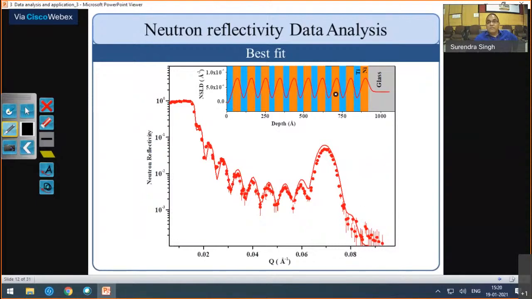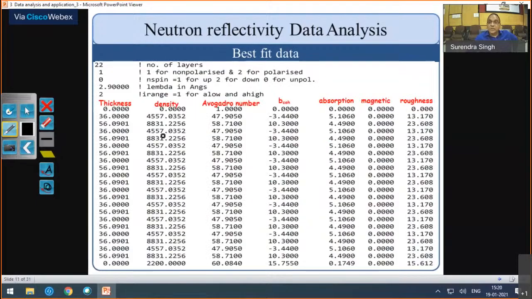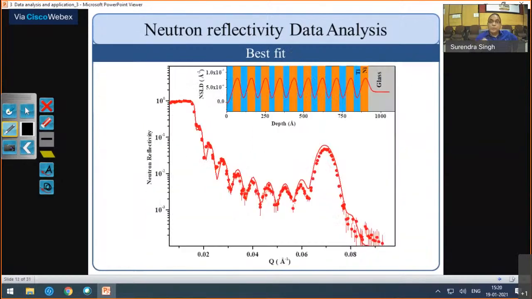And this is our final output. So these parameters are our result, because this is giving the minimum difference between experimental and theoretical, and this is giving the best fit. We say this is the best fit. Okay, and this is the way we do the data analysis.